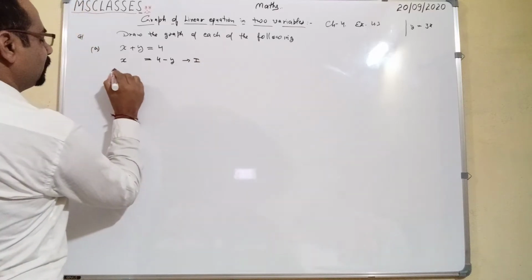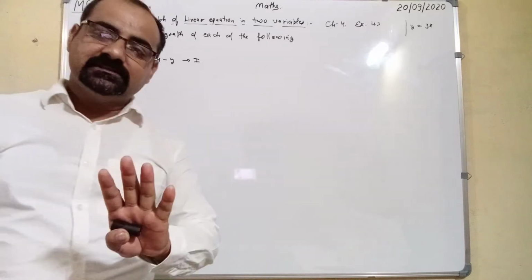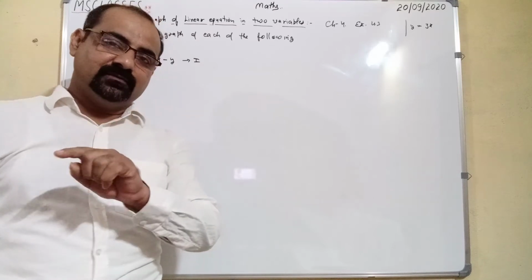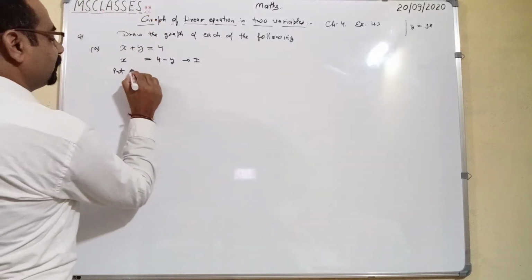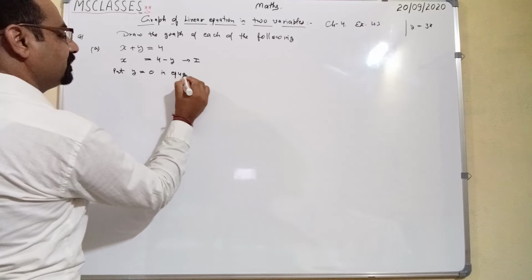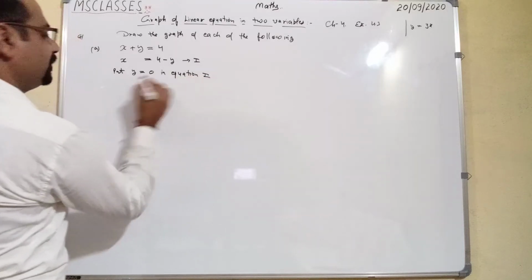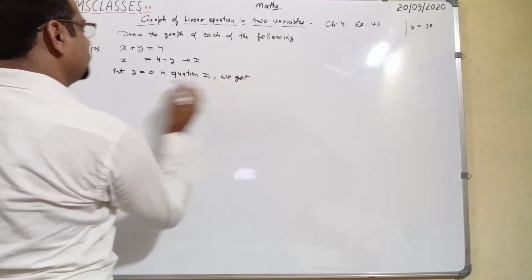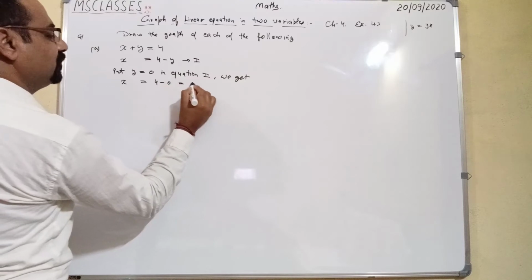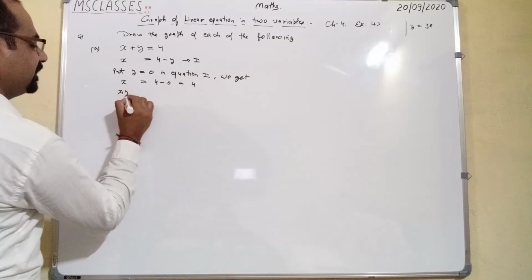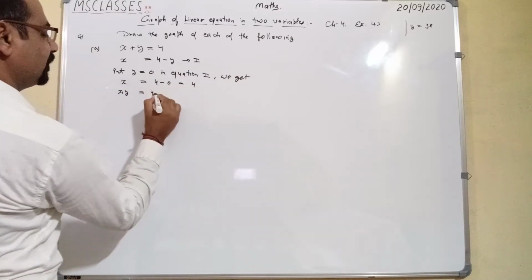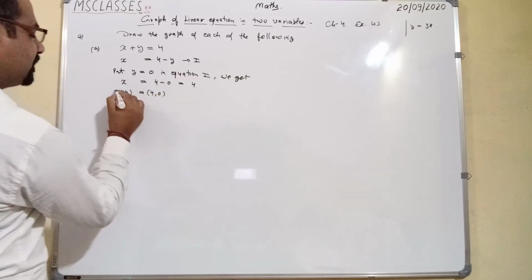Now you have to find three solutions. You have to put the value of one variable as 0, 1 and 2, right? So put y is equal to 0 in equation number 1. We get x is equal to 4 minus y. Y is 0, so this is equal to 4. So x comma y is equal to, your value of x is 4 and value of y is 0. So this is your first coordinate.